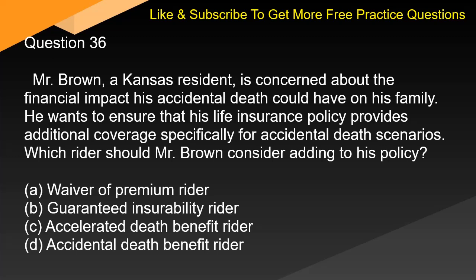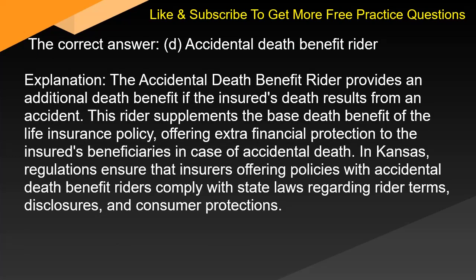Which rider should Mr. Brown consider adding to his policy? A. Waiver of premium rider. B. Guaranteed insurability rider. C. Accelerated death benefit rider. D. Accidental death benefit rider. The correct answer, D. Accidental death benefit rider. Explanation. The accidental death benefit rider provides an additional death benefit if the insured's death results from an accident.